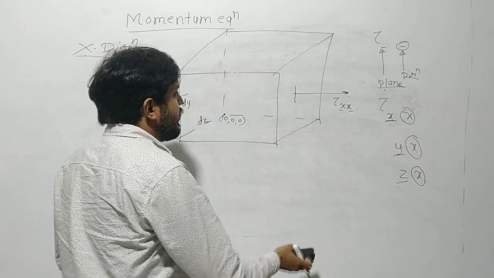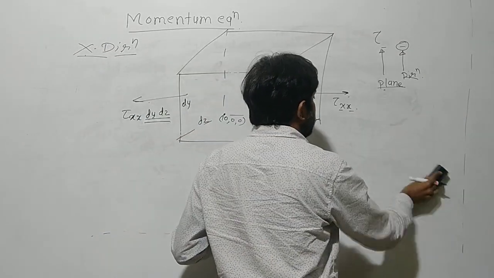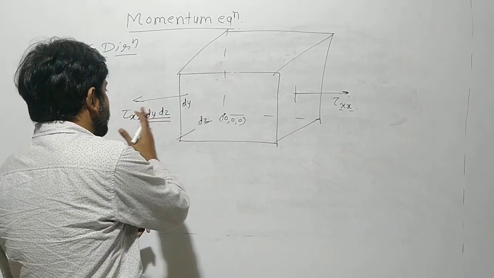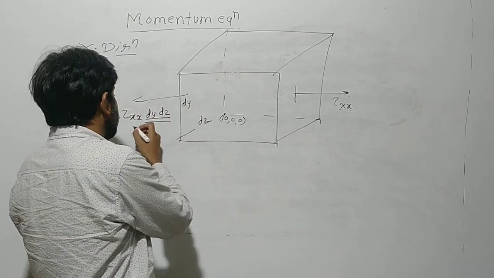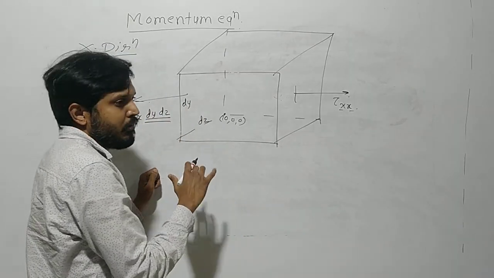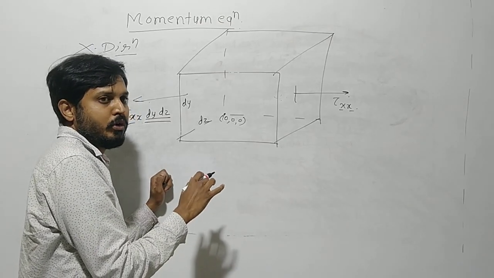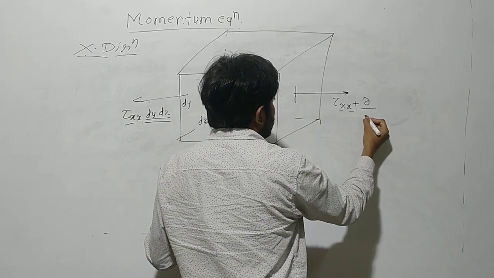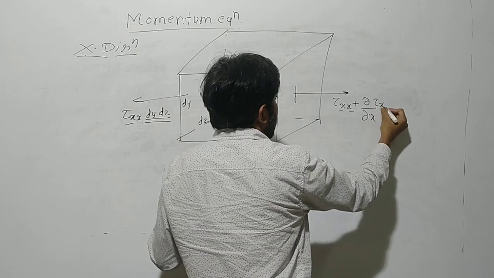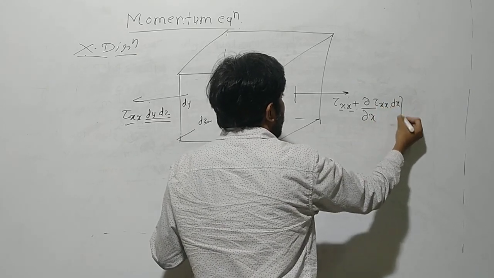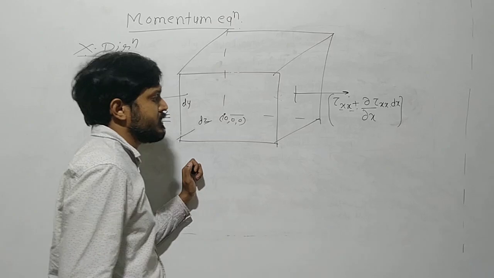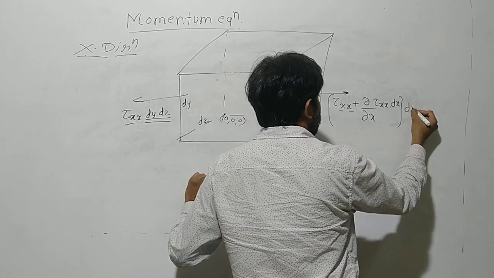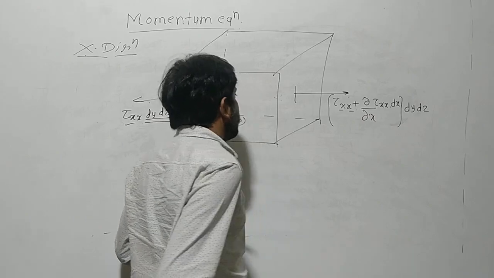In fluid dynamics, this we generally neglect. For the normal stress it is not very important here, because mainly our pressure force will be dominant over the normal one. So here tau xx changes in the x direction. With the help of Taylor series expansion, I will write tau xx plus del by del x of tau xx dx, into the area of cross section, which is dy dz.